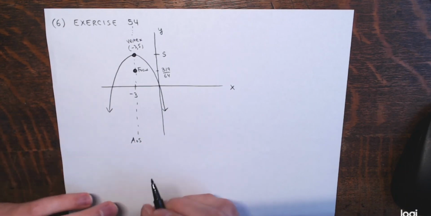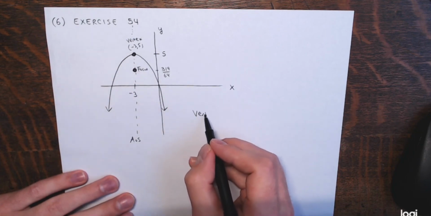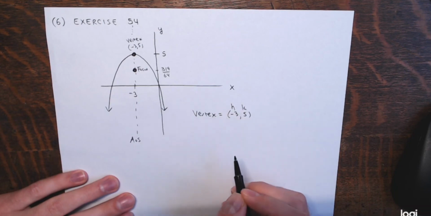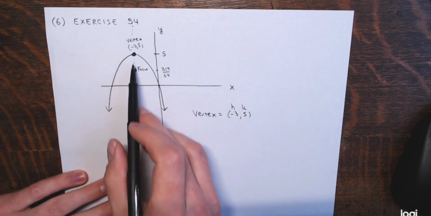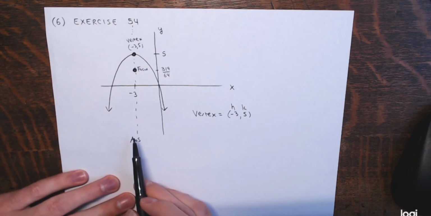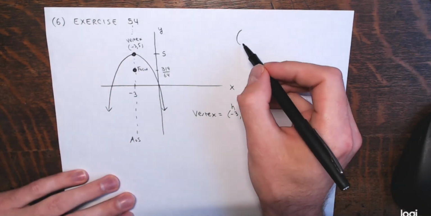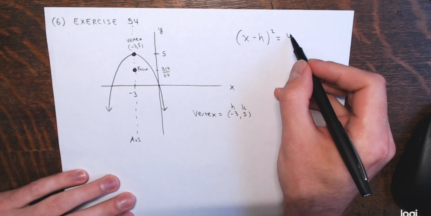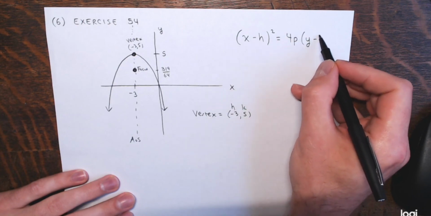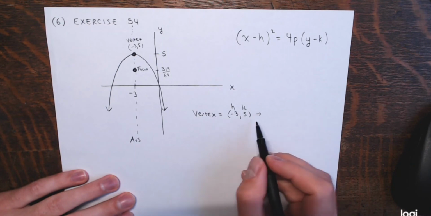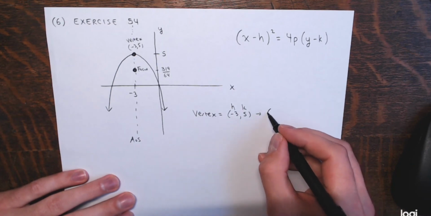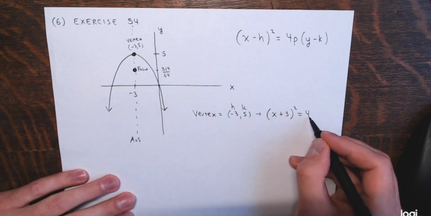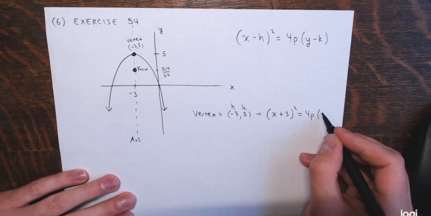All right, so the vertex, like I said, is the point negative 3, 5. There's your h and k. Now this time though, the axis of symmetry is vertical, right? The parabola is opening up or down here. So the equation I want to write will have x squared and not y. It's going to be this form, (x minus h) squared equals 4p times the quantity y minus k. All right, so I know h is negative 3, k is 5. We're looking at this equation: (x plus 3) squared equals 4p times (y minus 5).